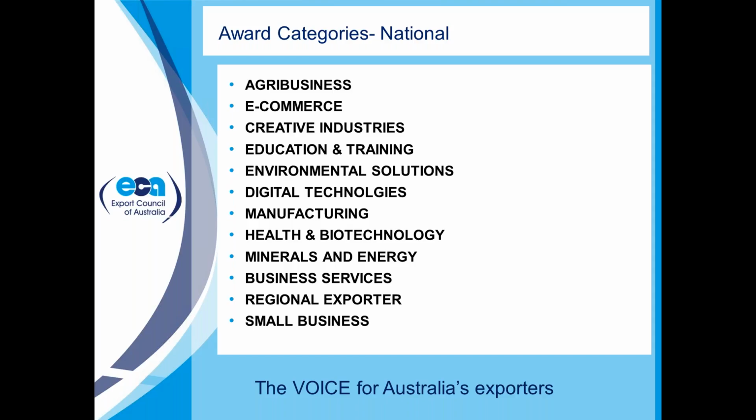You can enter more than one category. That just increases your chances of winning, but you can only win in one category. So you can win in one and you can place as a finalist in another. Each of these 12 industry categories could have a winner and 2 or 3 finalists.